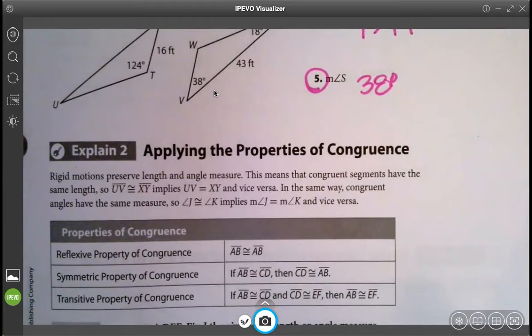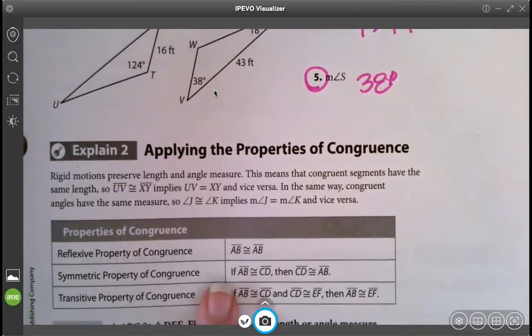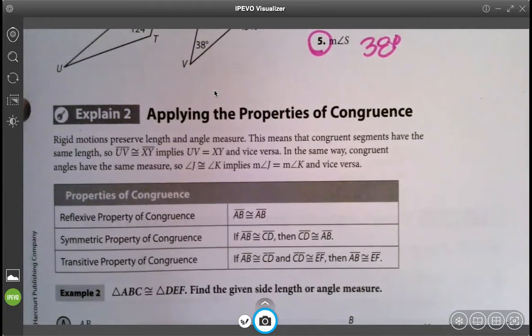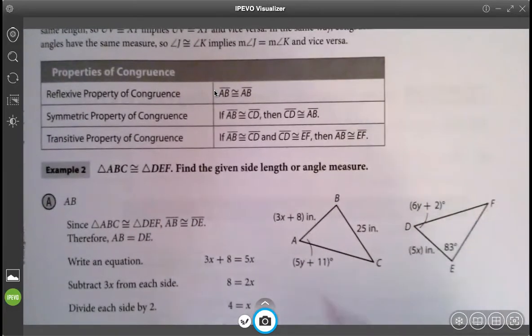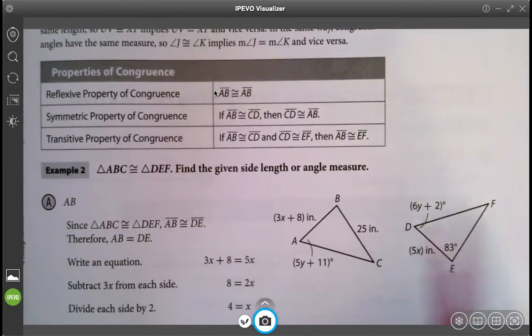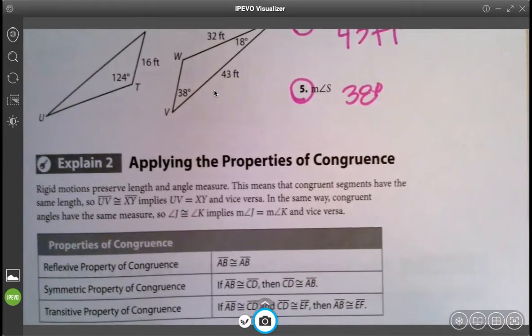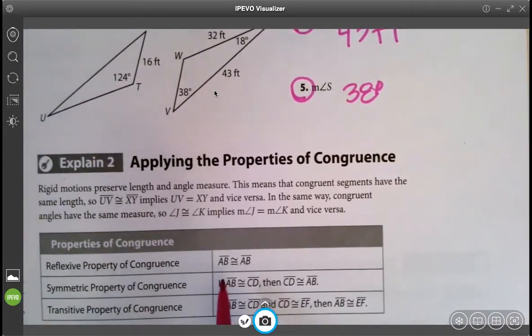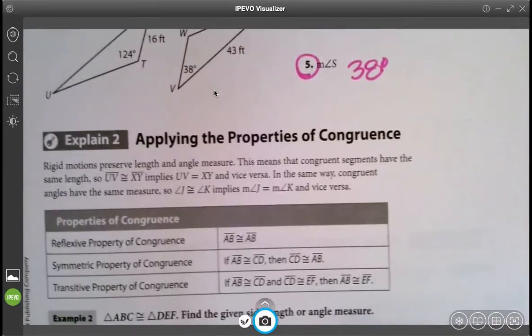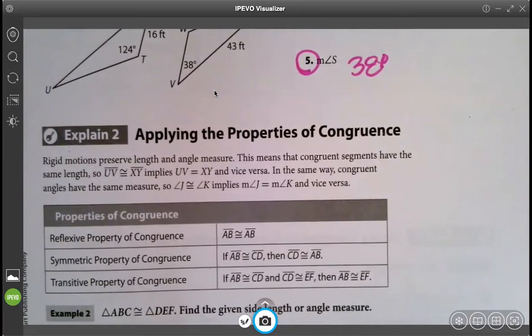And we use it in 2 different ways. We can use it to prove things. That's what this is for, is for proofs. And we can use it to solve for missing parts and pieces if we have expressions and stuff like that. So for the reflexive property of congruence and the symmetric property of congruence and the transitive property of congruence, these are the exact same things as the transitive, reflexive, and symmetric properties of equality that we learned back in August. Only now they just have a congruent symbol. That's literally the only difference.